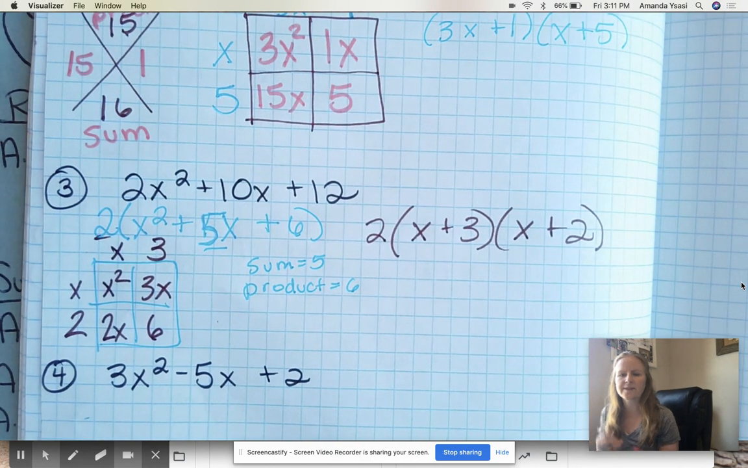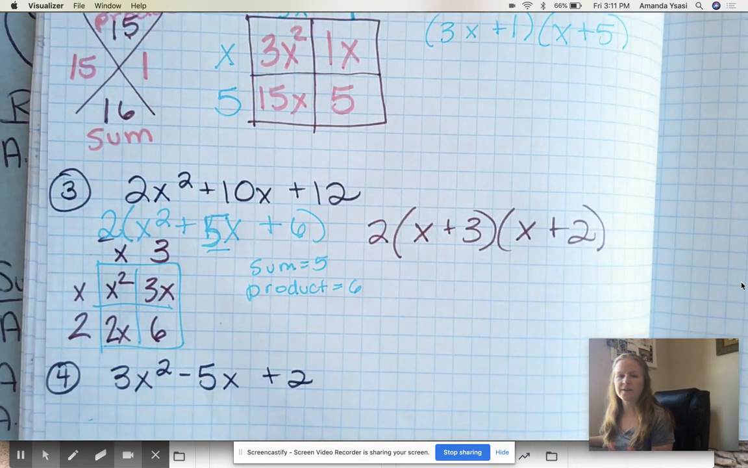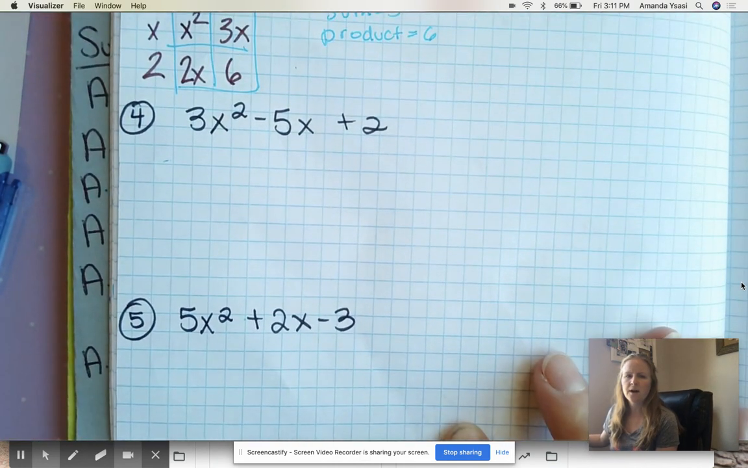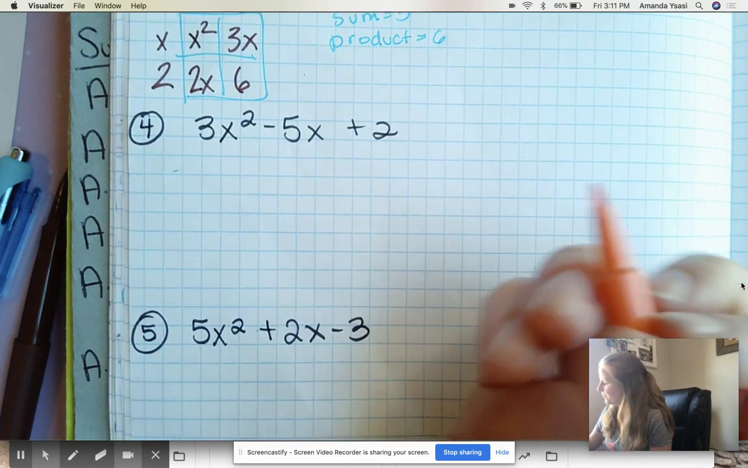So we didn't have to do that the same way. Just make sure you factor out the GCF. And you can check that in your calculator too. I'm not going to do that. All right, here's 2 more. Let's go ahead and do number 4.